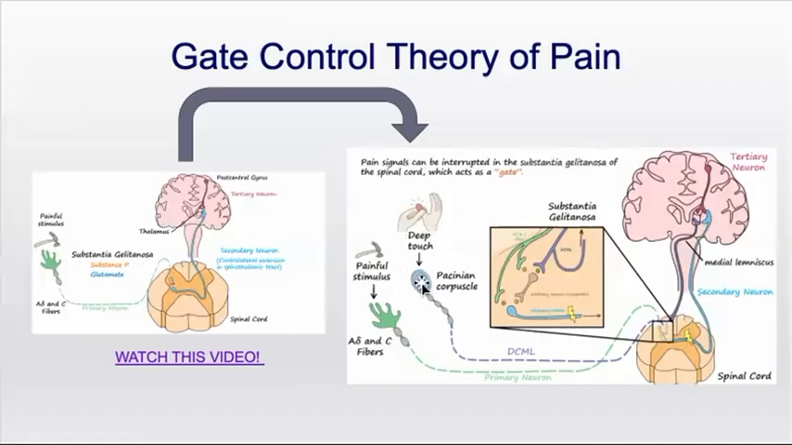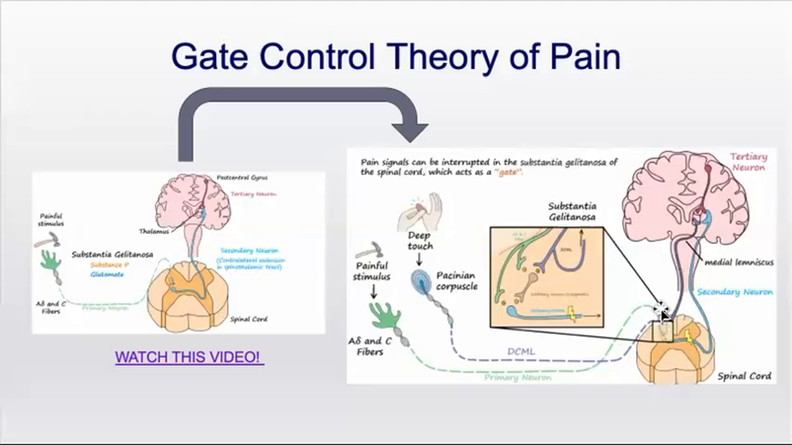So when you apply deep pressure or deep touch to your thumb, you're going to activate the Pacinian corpuscles. Okay. When you activate the Pacinian corpuscle, you're going to activate that first order neuron, which is going to travel to the spinal cord and enter through that dorsal root again. And if you remember from the previous slide, deep touch is transmitted through the dorsal column, as opposed to the spinothalamic tract.